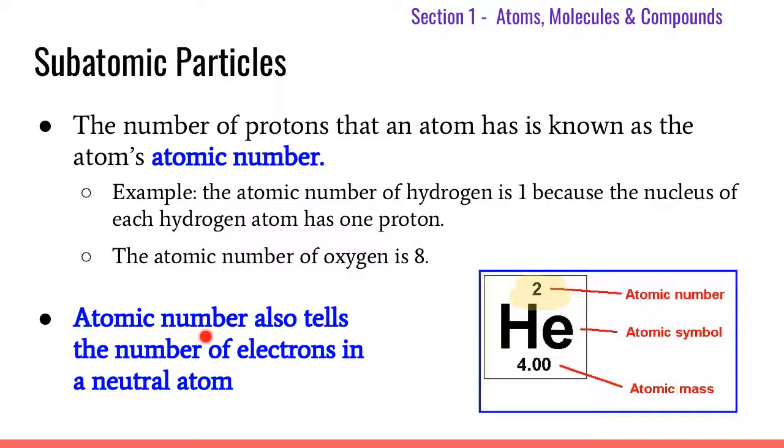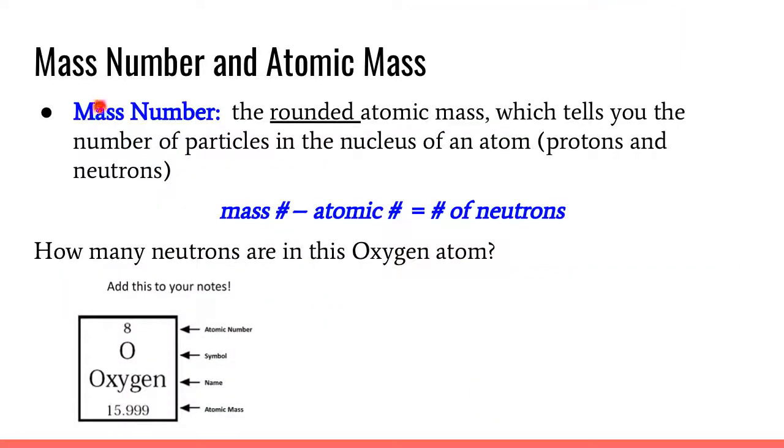The atomic number also tells us the number of electrons in a neutral atom. To be neutral means no charge. So if we looked at helium and it was neutral, we would say that it has 2 protons and it would also have 2 electrons. The mass number is the rounded atomic mass, which tells you the number of particles in the nucleus of an atom. Remember, the particles in the nucleus would be the protons and the neutrons. So this helps us to figure out the number of neutrons, which is always helpful.